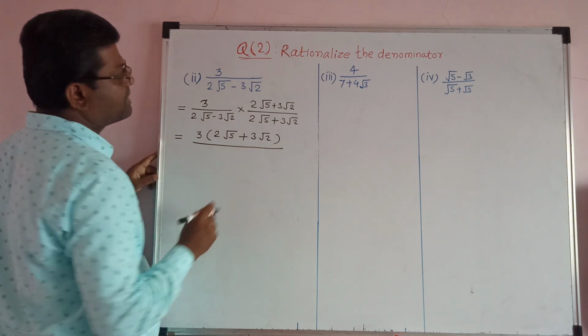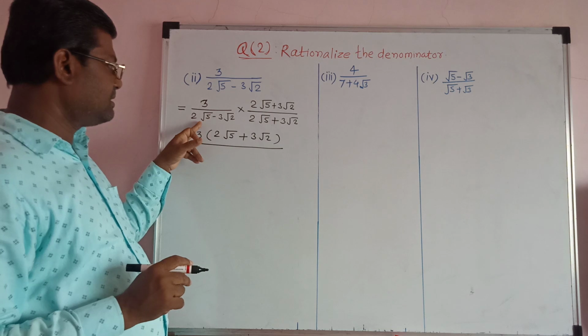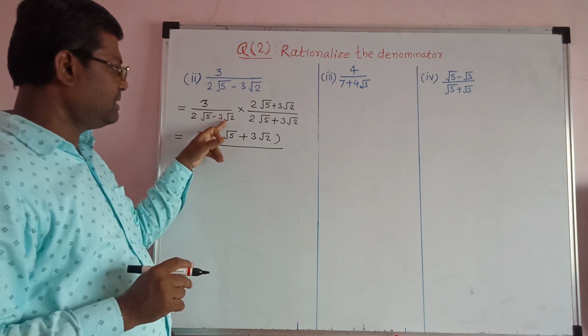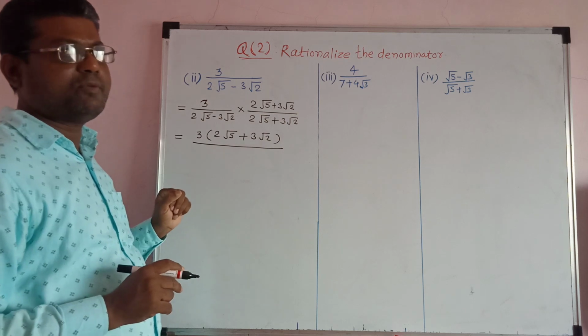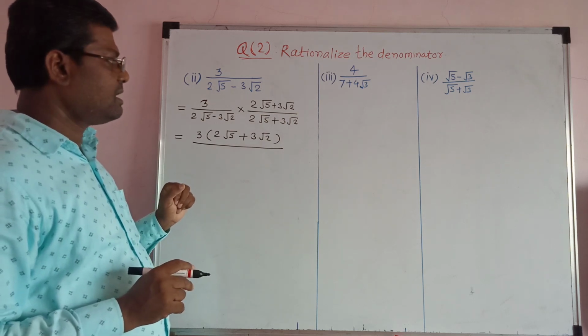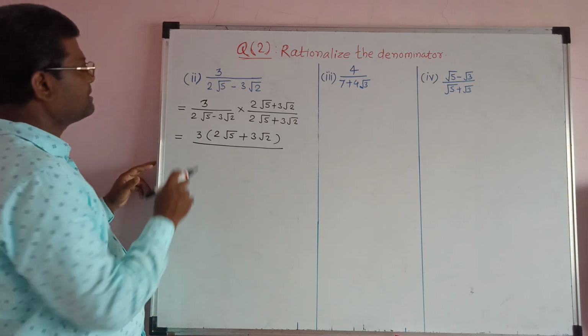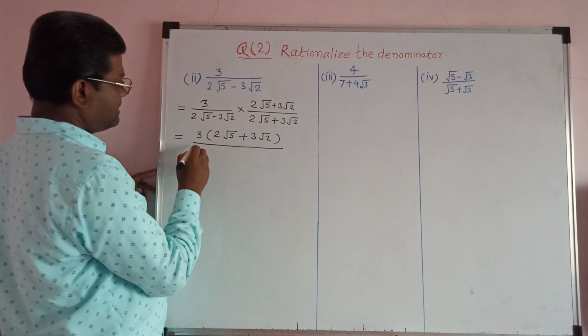Now see the denominator. Here the terms are in the form of (a − b)(a + b). We know that (a − b)(a + b) is equal to a² − b², that is, square of first term minus square of second term.